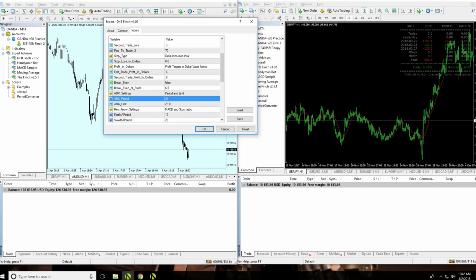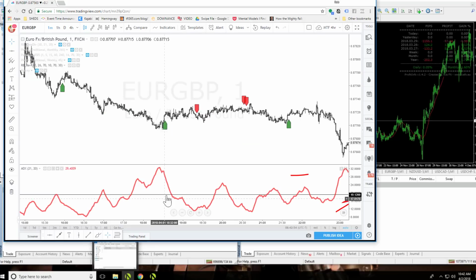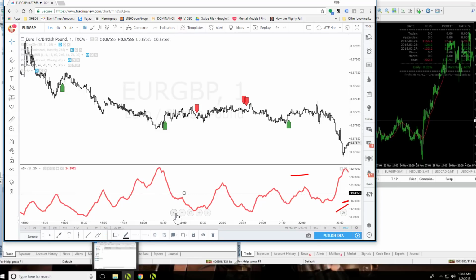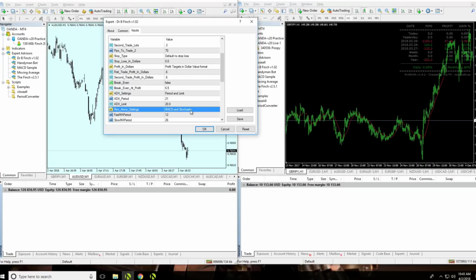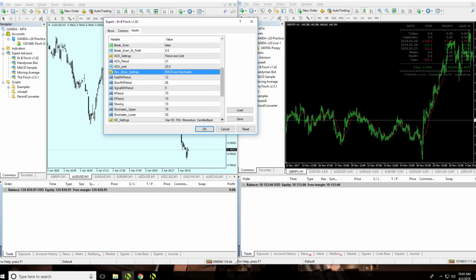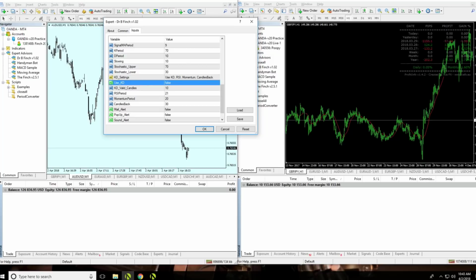So we're going to have an ADX set to 21 and the ADX limit will be 20. That means the line that it has to be under is 20. It has to be 20 or under, meaning if it's above 20, we consider the ADX showing trend strength that is too great. Under MACD and Stochastic, these are adjustments to the reversal tab indicator, which we don't want to use. We're going to make sure that Use KD is set to false. This means we're not incorporating or using Knoxville divergence at all.